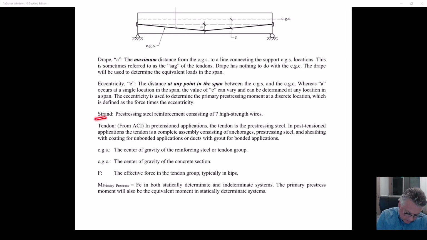Definition of strand. It's actually 7 high-strength wires all wrapped together. It's not like the number 4 rebar, number 5 rebar, whatever else you're looking at. So you will notice that a 1/2 inch diameter strand, as we get to that point, isn't 0.2 square inches, which would be the area of a 1/2 inch diameter circle. It's actually 0.153, because 7 wires don't make up the full density of a 1/2 inch circle. So there's little gaps in there.